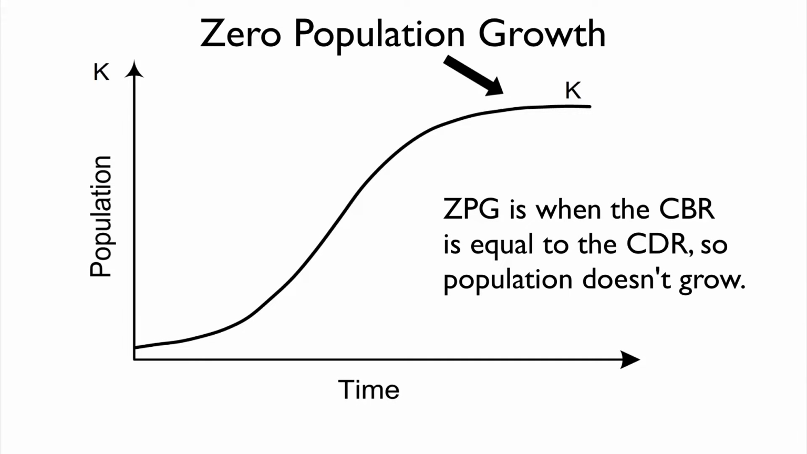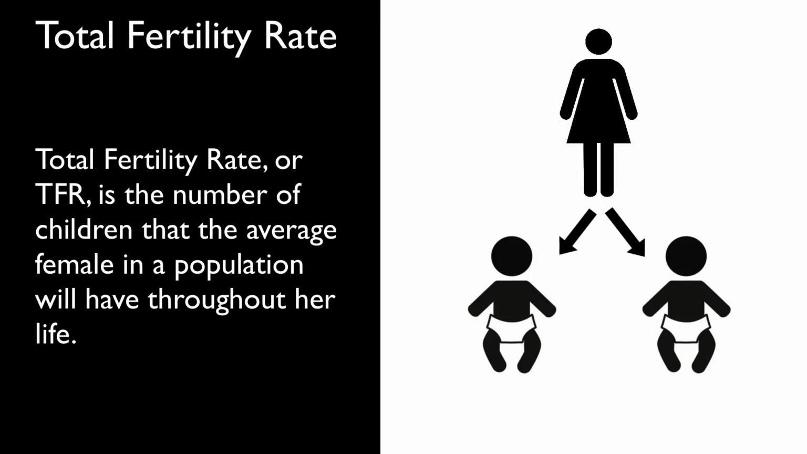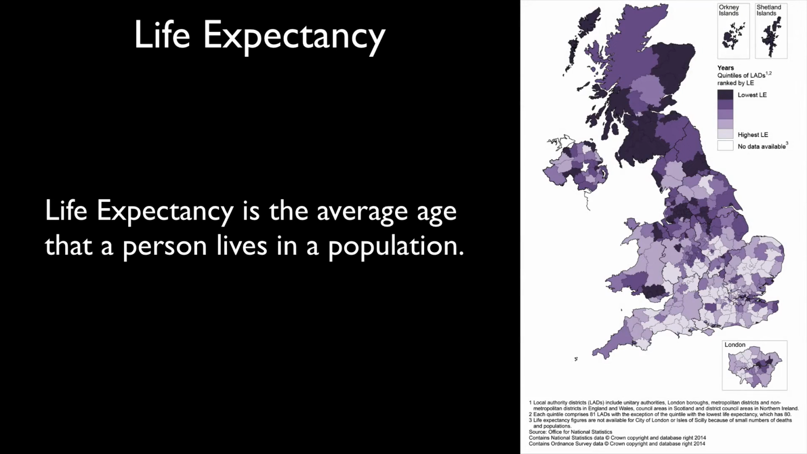ZPG stands for zero population growth, and that is when the population isn't growing because the same number of people are being born as they are dying. TFR stands for total fertility rate. This is basically how many children the average woman in a population will have over her lifespan. Life expectancy is how long the average person lives in a population. This can be based on social customs, sanitation, or medical technology, like the discovery of penicillin.